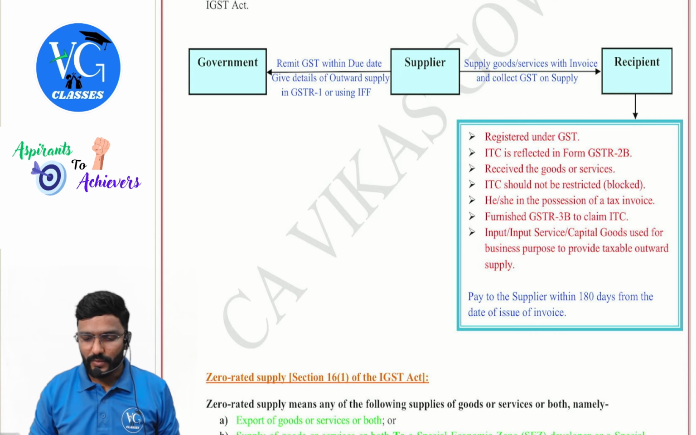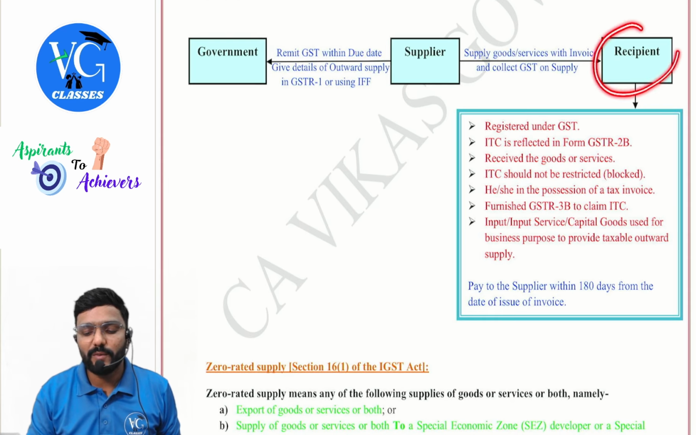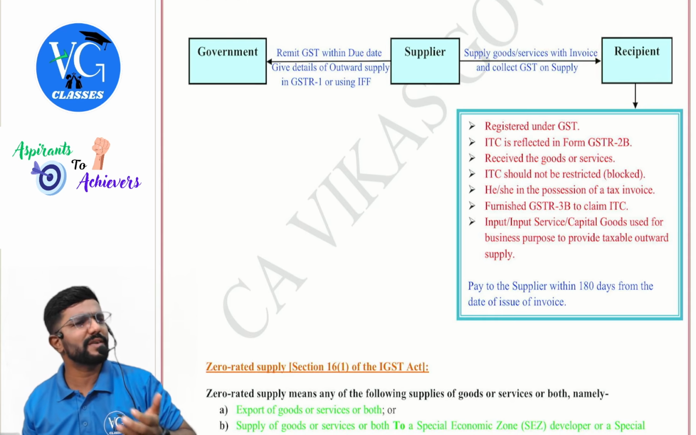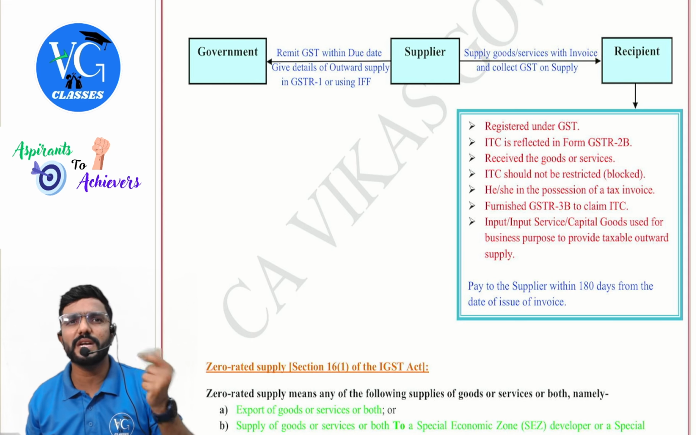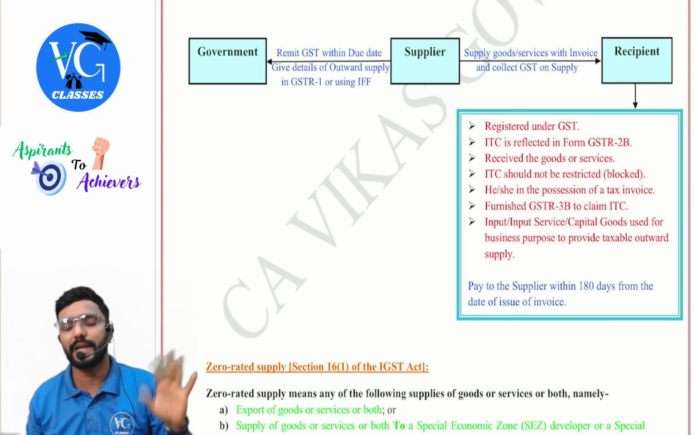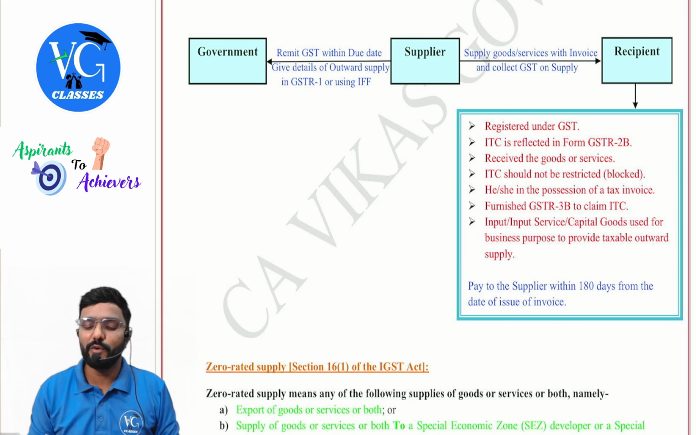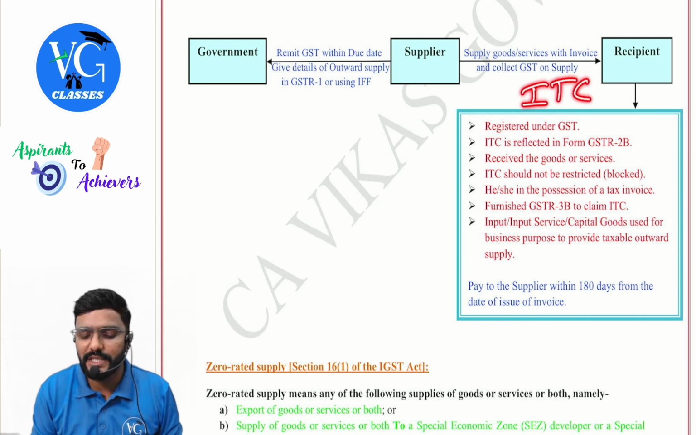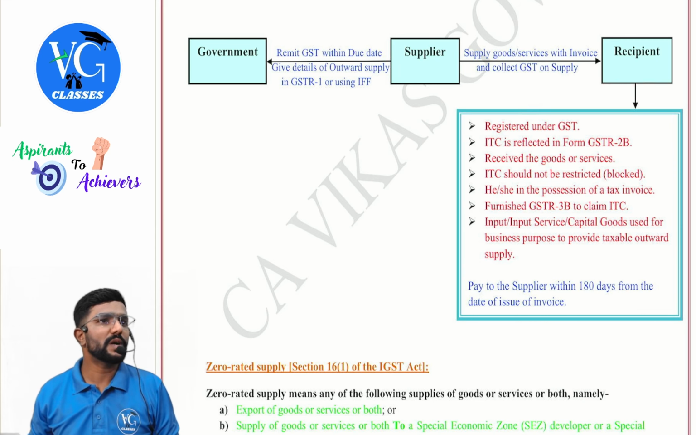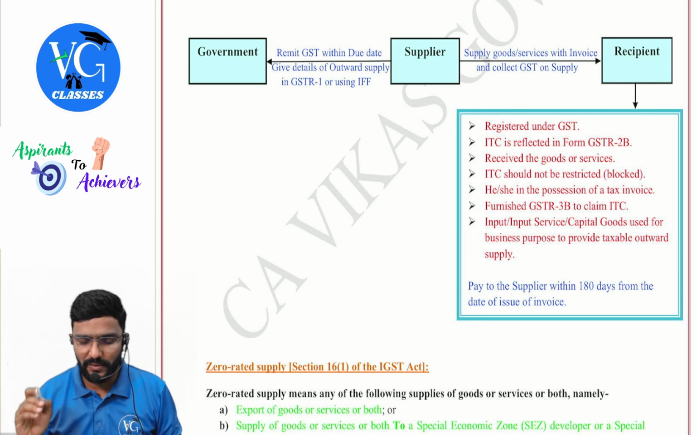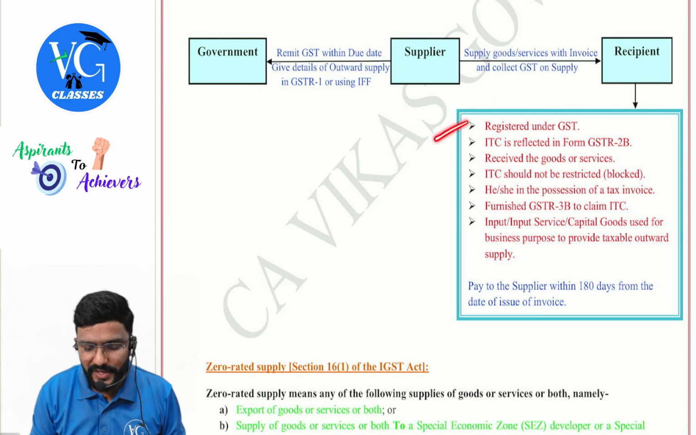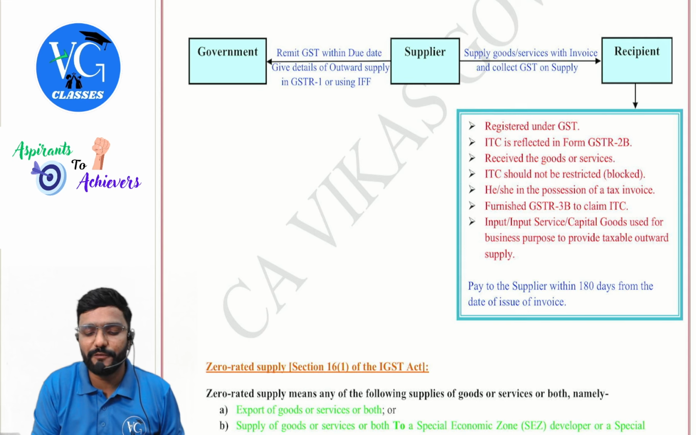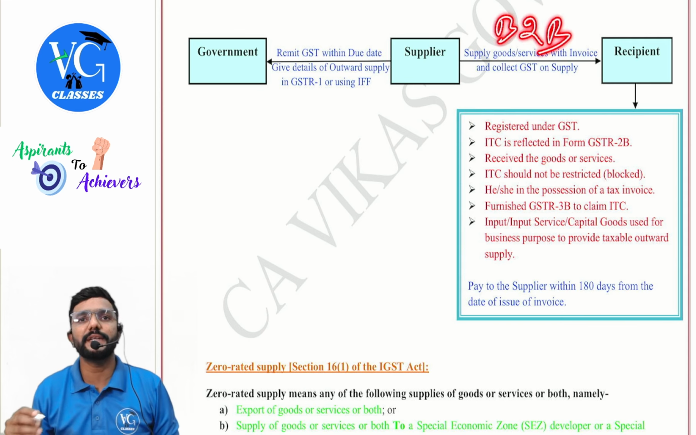Yes, sir. Now, for the recipient, whatever tax he has paid, either under forward charge or reverse charge, in both scenarios the recipient would have paid the tax, guys. Now, if you want to claim ITC, what all conditions does he have to satisfy? One by one. The recipient should be registered under GST. That means only for B2B supply, credit is available.